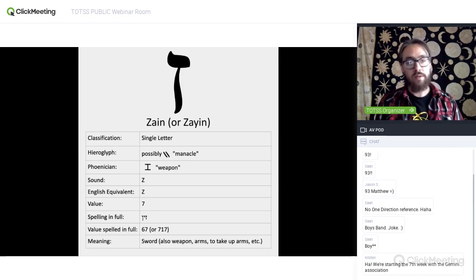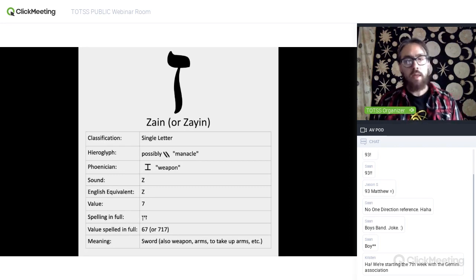So our value spelled in full here is 67. And this is the same value as Binah, which is the 3rd Sephirah. So that's a very interesting connection. And we'll be talking about Binah a few times throughout the course of today.